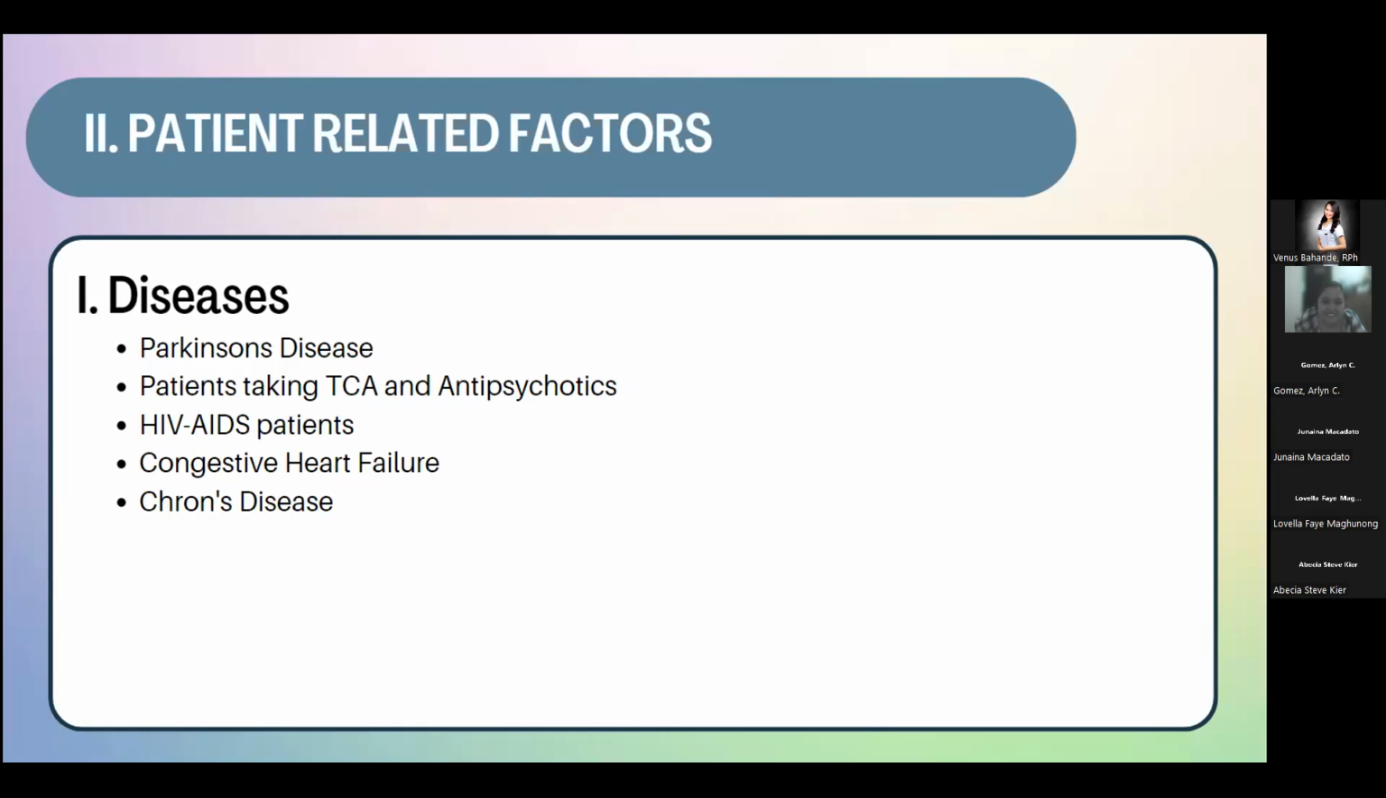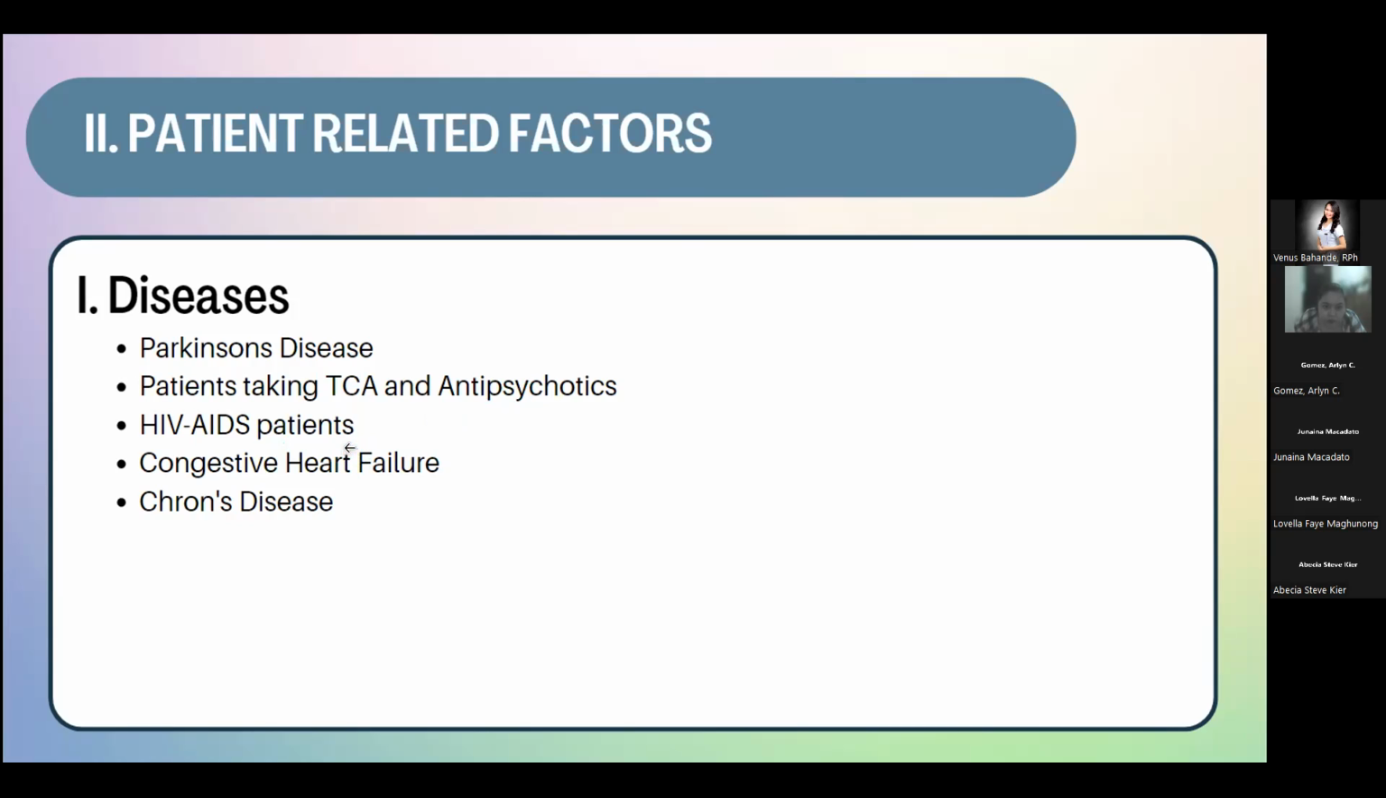So on the diseases, those with Parkinson's disease have difficulty in swallowing, so this will greatly diminish absorption, and they also have diminished gastrointestinal motility. That's why it affects the absorption of the drug. And with TCAs and antipsychotic drugs, patients taking these drugs have reduced gastrointestinal motility and even intestinal obstructions, and delays in drug absorption, especially with slow release products.